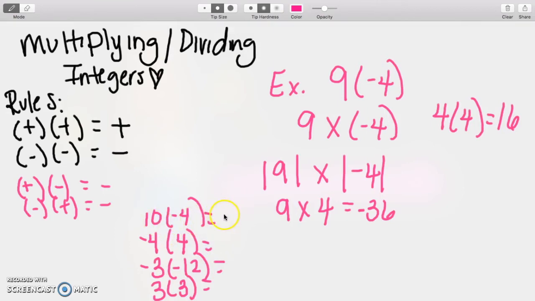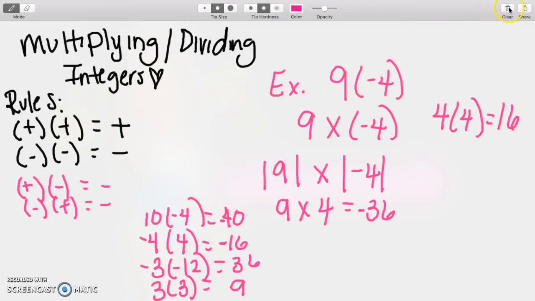So 10 times negative 4: the absolute value of 10 is 10, and the absolute value of negative 4 is positive 4, which will give us 40. However, going back to our rules of positive times negative, we should have negative 40. Negative 4 times 4 gives us negative 16. Negative 3 times negative 12 gives us positive 36. And 3 times 3 gives us positive 9. So those are the rules for multiplying integers.